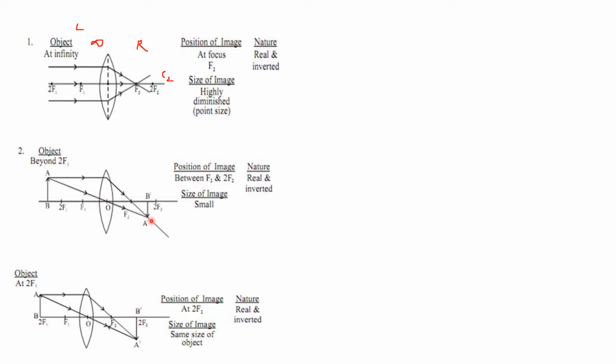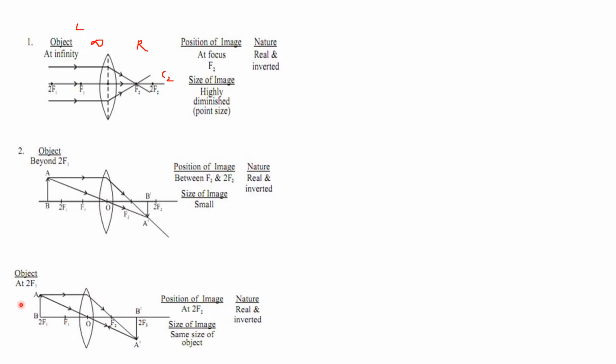Real images we can take on the screen. They can be formed on the screen. If I put a screen over here, you will see the image of the object on the screen. Whereas in virtual cases, the image of an object cannot be seen on the screen, children, but human eyes are able to see real as well as virtual images. Now the position of the image, if you see, is between 2f2 and f2, right? The size of the image is small, nature real and inverted.